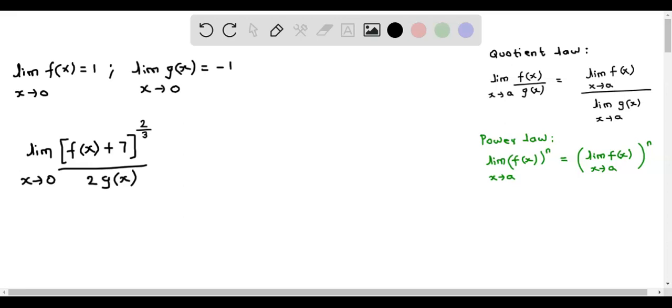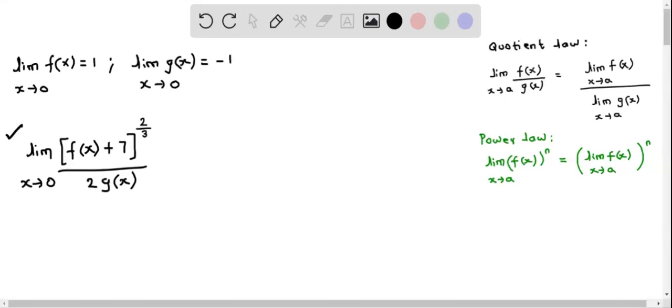Let's now determine the value of this given limit. That is, we have to determine the limit of (f of x plus 7) raised to the power of 2 thirds, divided by 2 times g of x, as x approaches 0. Using the given limits, that is, the limit of f of x as x approaches 0 equals 1, and the limit of g of x as x approaches 0 equals negative 1.